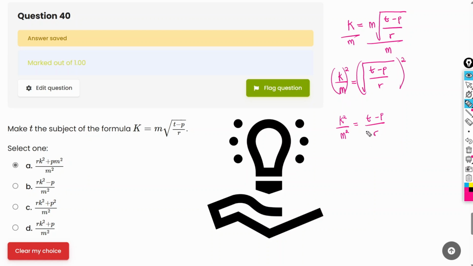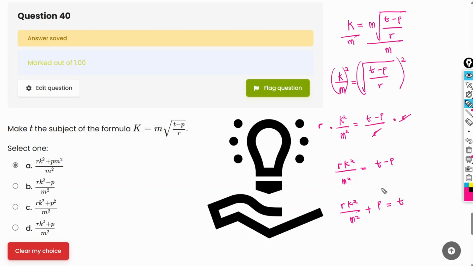All right. So next we can multiply both sides by r, to cancel this out, so that we have rk squared over m squared is equal to t minus p. Then the final thing to do is to move minus p over to the other side, or add p to both sides. So we'll have rk squared over m squared plus p is equal to t.